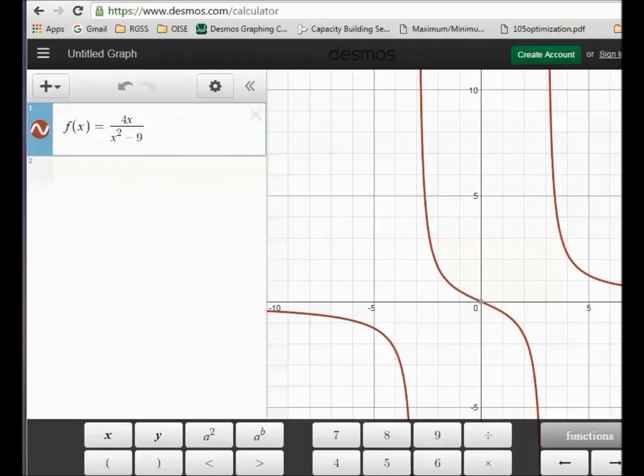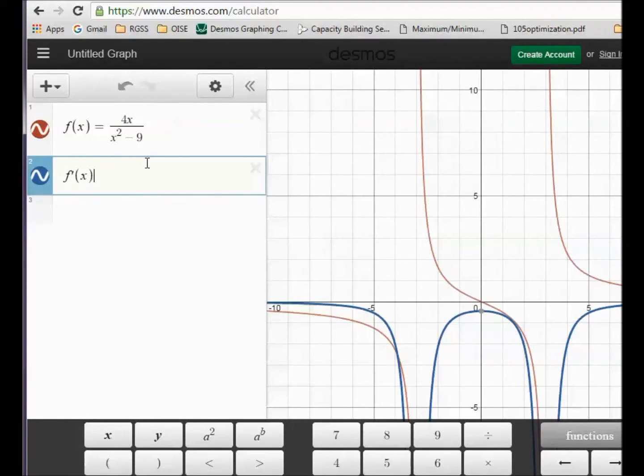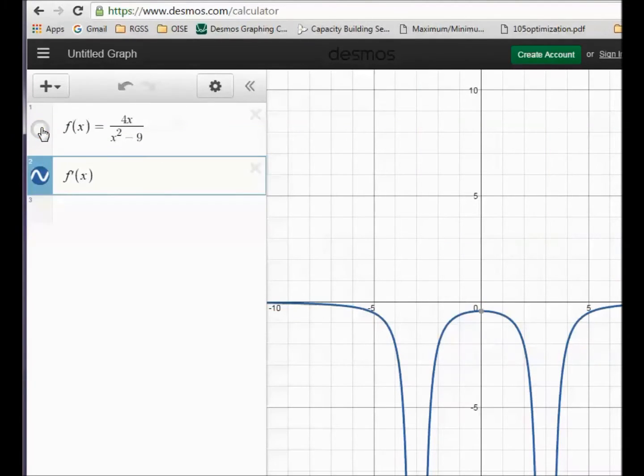So once you're done sketching it on your handout, you can also just type in f prime of x. And it's a little bit confusing to see both graphs at the same time. So if you just click on the color icon next to f of x, the graph of f of x will disappear, and you can just sketch the derivative function on the second grid on your page.